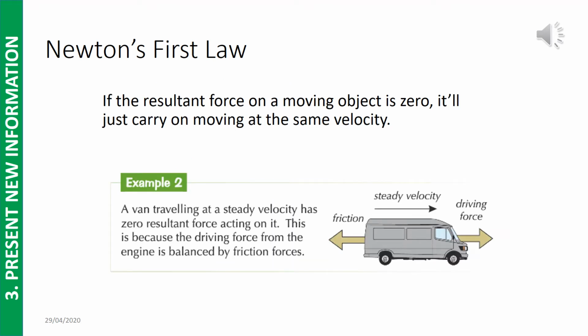This next example shows a van moving at a constant velocity. The driving force pushing it forward is the same as the opposing force, friction, acting in the opposite direction. The resultant force acting on the van is 0, and therefore it is moving at a constant speed. Newton's first law states that the van will continue to move like this until one of those forces change.